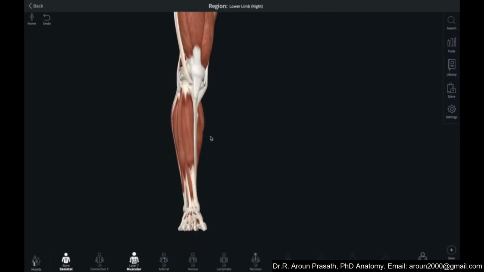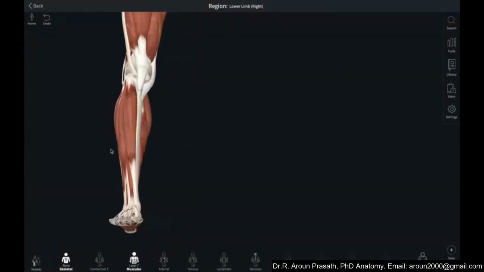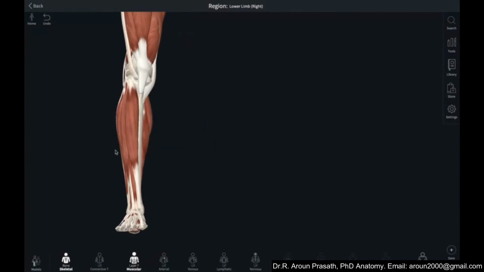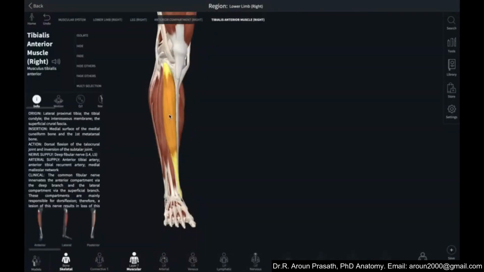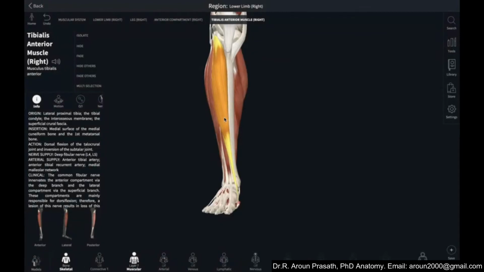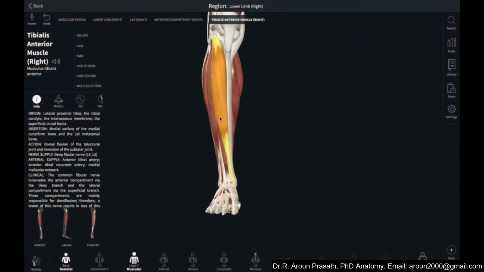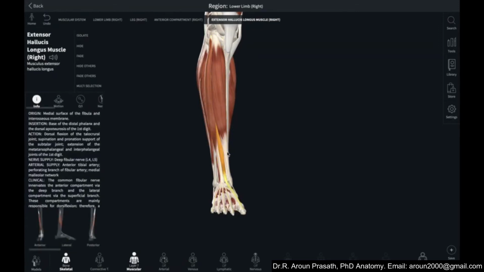So if you look at the muscles in the leg, this is the anterior side and this is the posterior side. There are muscles present in the anterolateral aspect and muscles present in the posterior aspect. When you look at the muscles of the anterolateral aspect of the leg, you have the tibialis anterior, then extensor digitorum longus and extensor hallucis longus.